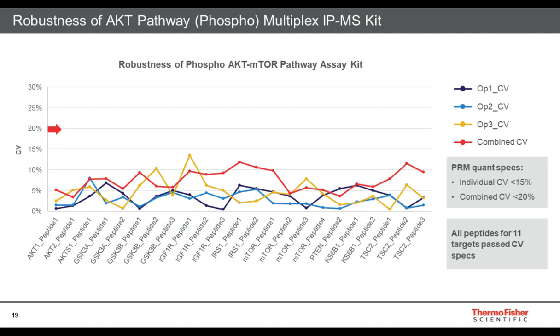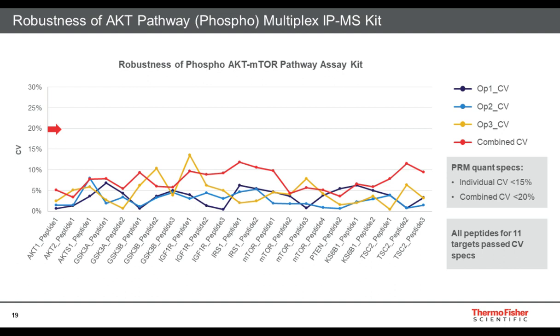So how does this overall assay work when we combine the multiplex IP as well as the targeted MS quantitation? This is showing you the robustness of the AKT pathway phospho multiplex IP-MS kit, where we had 3 different operators, and each operator was performing the IP in triplicates from start to finish. Our specification for PRM quantitation is individual CV should be less than 15%, and the combined CVs less than 20%.